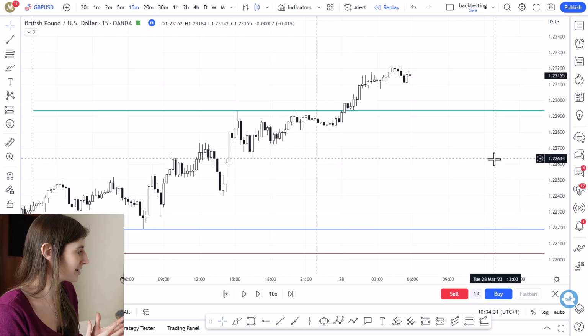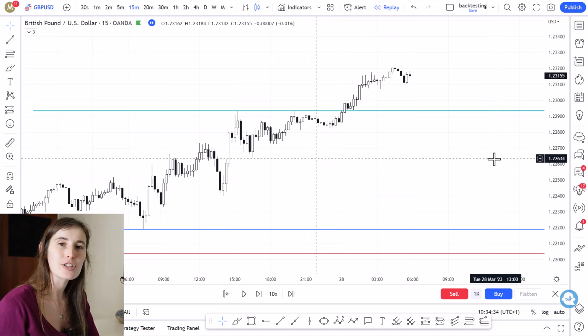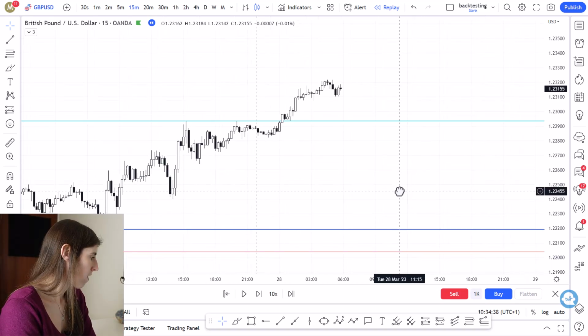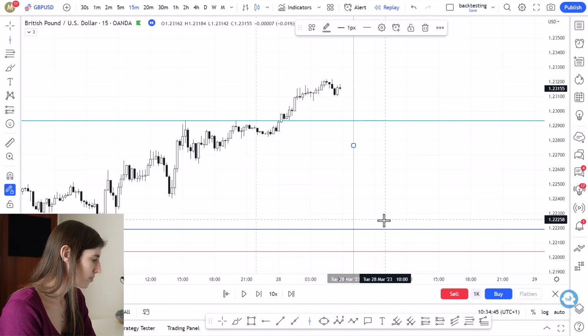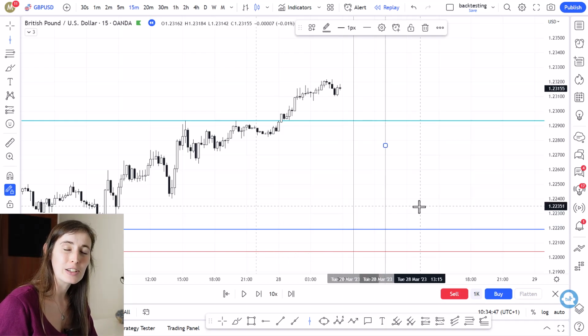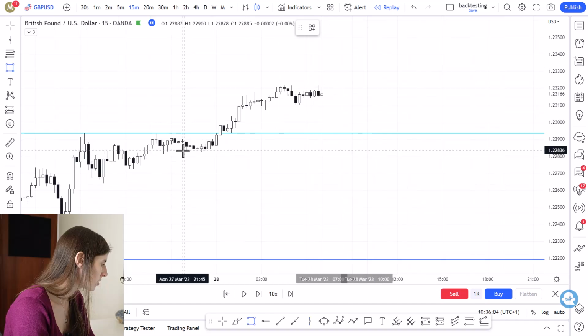I then dropped to a faster time frame, which is what I use to actually plan and execute a trade. Now I'm going to add a couple of vertical lines here, which both represent the London kill zone, which is from 7 until 10 o'clock in the morning GMT.